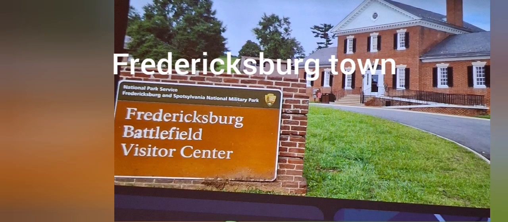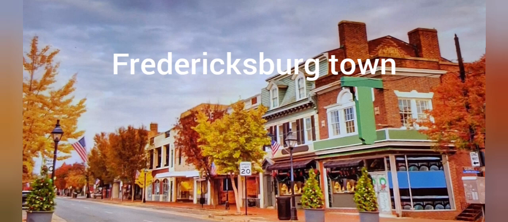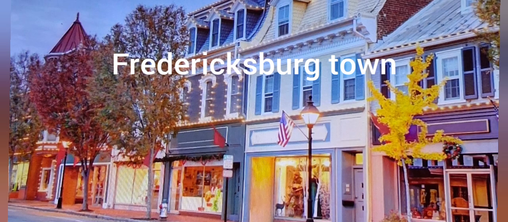Now let us go to the spot where we went yesterday, that is the Fredericksburg battlefield. As a family, we are all interested in history, so our son-in-law took us to this spot. Here the battle was fought from December 11 to 15, 1862. It's called the Battle of Fredericksburg. It is one of the largest and most lopsided engagements of the American Civil War.